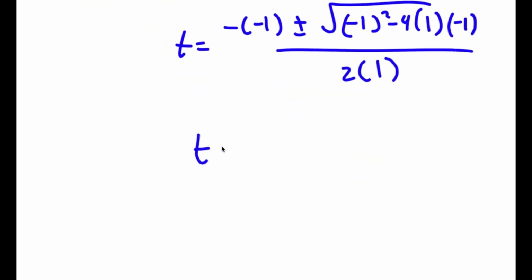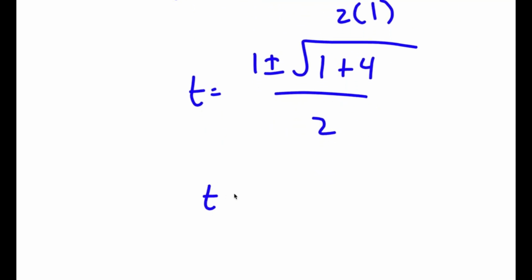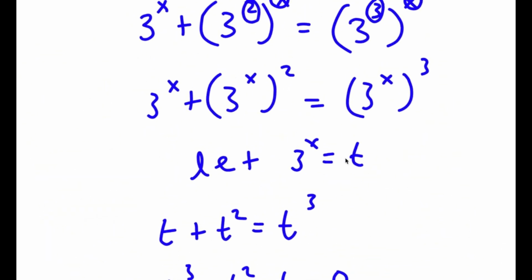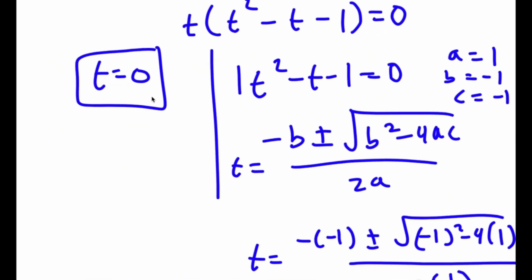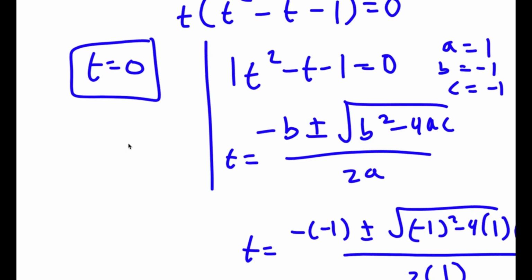So now this simplifies to 1 plus or minus the square root of 1 plus 4 over 2, which simplifies to 1 plus or minus the square root of 5 over 2. So remember how we said that t is equal to 3 to the power of x. So let's first start with our first solution of t, which is t equals 0. If t equals 0 and 3 to the power of x is equal to t, then that means 3 to the power of x equals 0. And this is actually incorrect because you can't take the power of a number and make it equal to 0. So this has no solution for x.